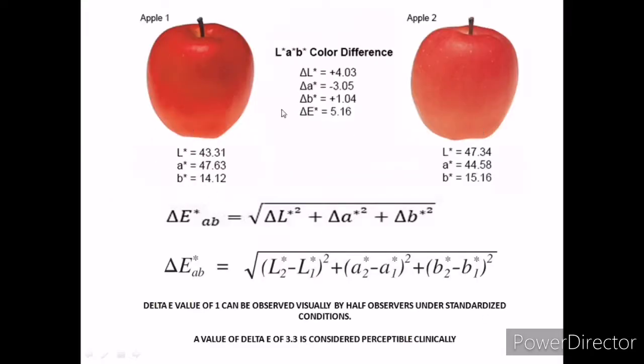Now let us consider these two images, these two apples. If you want to know the difference in color between these two apples, Delta E is the formula we have to use. A Delta E value of 3.3 is considered perceptible clinically. So if we want to detect a color difference between two objects clinically, it must be at least around 3.3. This is an important formula that we should know.